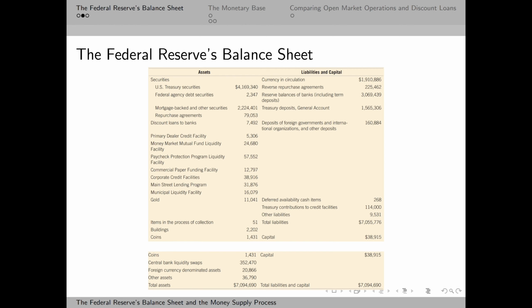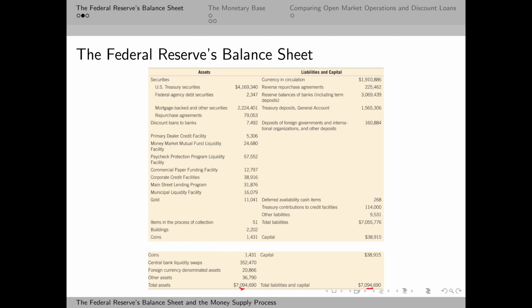Now, let's look at the Federal Reserve's balance sheet. On the Federal Reserve's balance sheet, you have pretty much just any typical balance sheet, except for the fact that there's no shareholders' equity. So everything is an asset and a liability. And if you look, this is from 2020, the Federal Reserve had total assets of over $7 trillion, which means that it also had total liabilities in capital of $7 trillion.